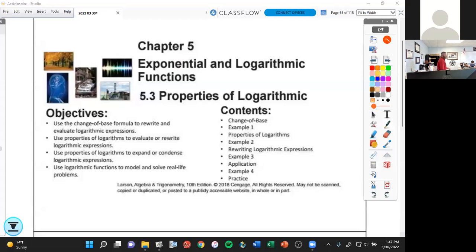5.3, properties of logarithmic functions. We're going to talk about several things. Change of base is one of them.